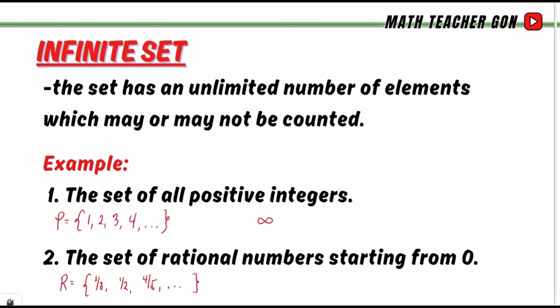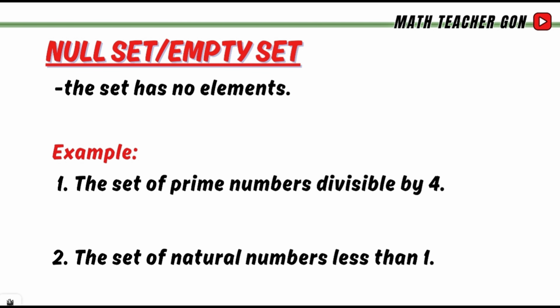Next is null set or empty set. A null set or empty set has no elements. There is no visible element for that. Say for example, the set of prime numbers divisible by 4. Since there is no prime number that is divisible by 4, so you could write ∅, which is also a null set symbol.